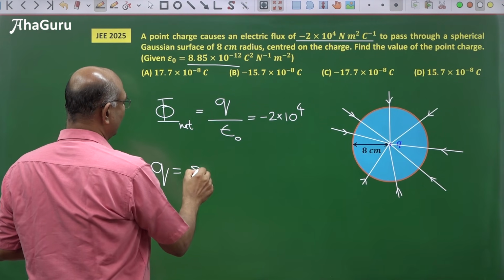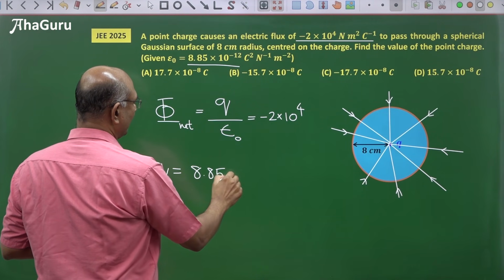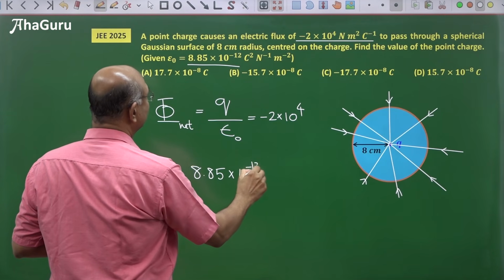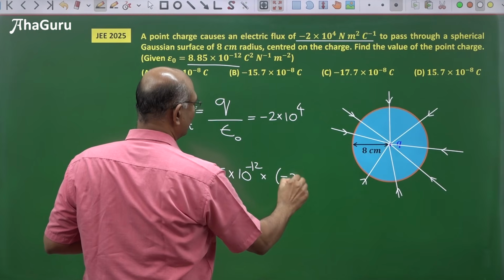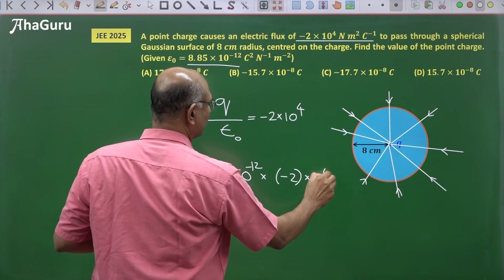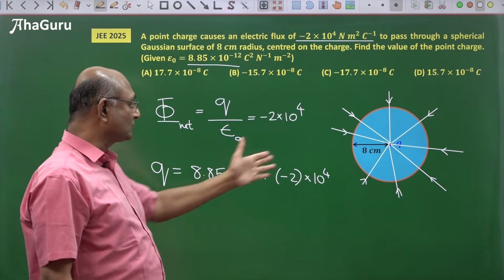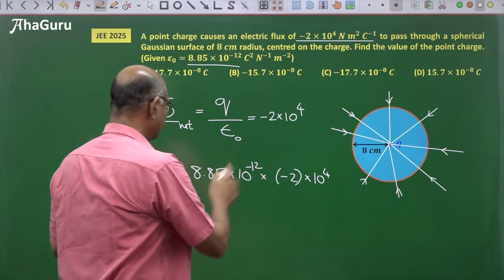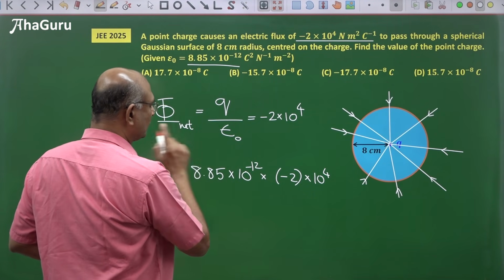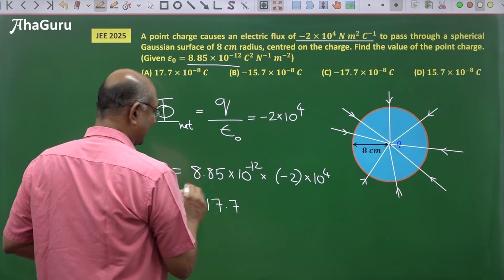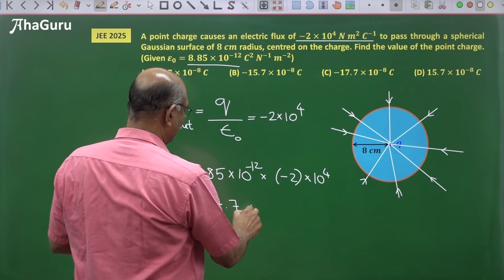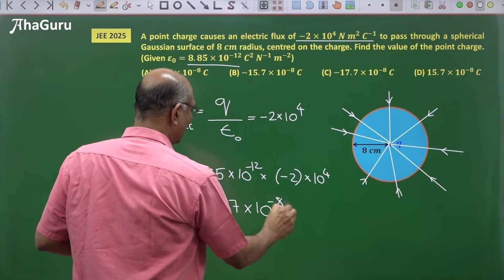Epsilon naught is 8.85 × 10^-12. Everything is in SI units, into minus 2 × 10^4. And since everything is SI units, the answer is going to be in coulombs. Now what is 8.85 into 2? 17.7. The minus sign is important. 10 to the power of minus 8 coulombs.